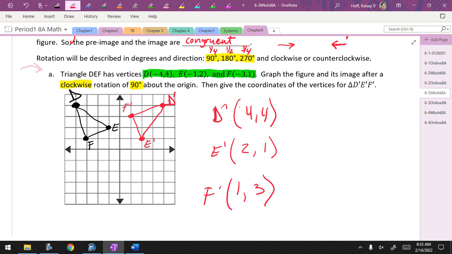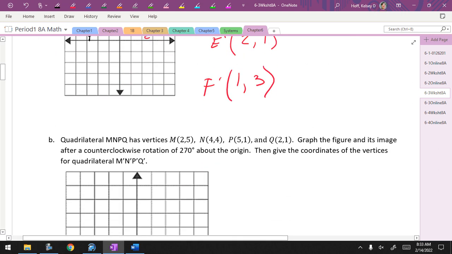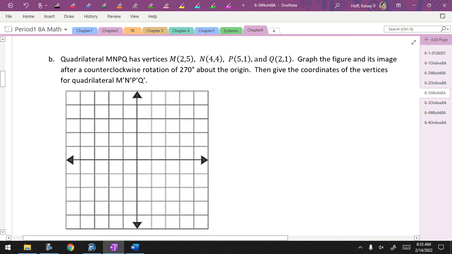All right, let's go to B. This time we have a quadrilateral, which means it has 4 points. We need to plot these points to start with. Somebody who has not answered for me, tell me how I'm getting to M. How am I graphing M? Somebody who has not answered for me. Caitlin. Very good. Right 2, up 5 should be right at the top. Agreed?